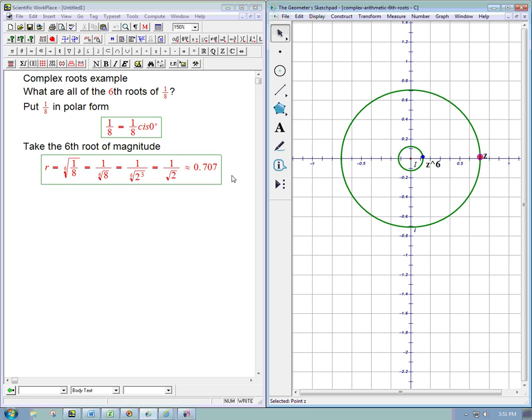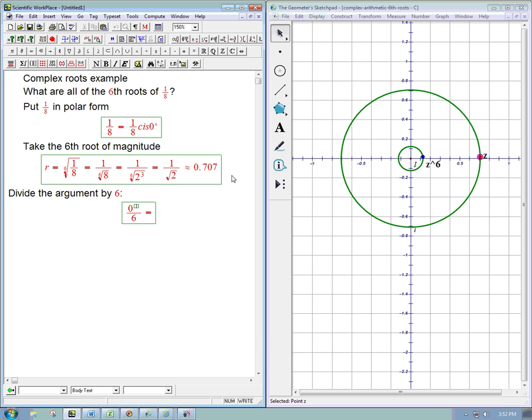Okay, so now we divide the argument by 6. Well, that's really easy. Gee whiz. 0 over 6 is 0, right? 0 degrees. Isn't that just the answer? Just 0? Well, that's one of the answers, certainly. The real number, 1 over root 2, does, of course, have sixth power 1/8. That's what this calculation really shows. But what are the other ones? How are we getting other ones?